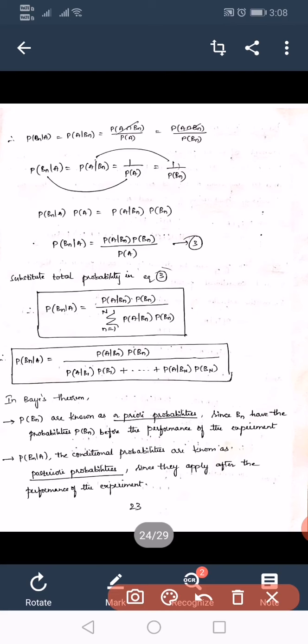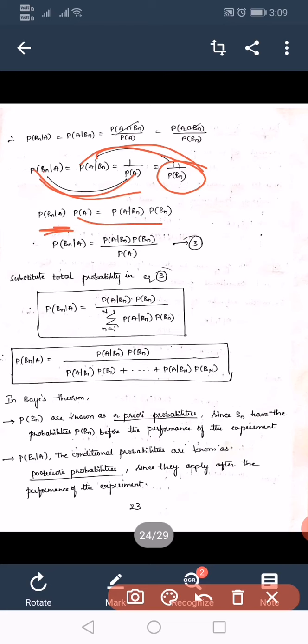Now equate these two parts and equate these two parts. Let us take this P of A to the left hand side: P of Bn given A into P of A, and take this to this side: P of A given Bn into P of Bn. So P of Bn given A equal to, bring this to the denominator side, P of A given Bn into P of Bn by P of A.